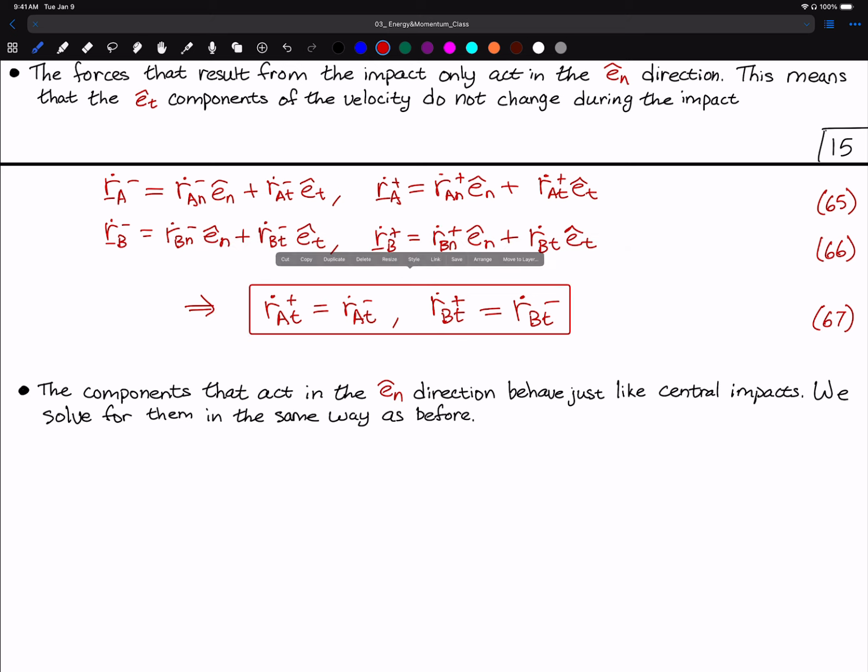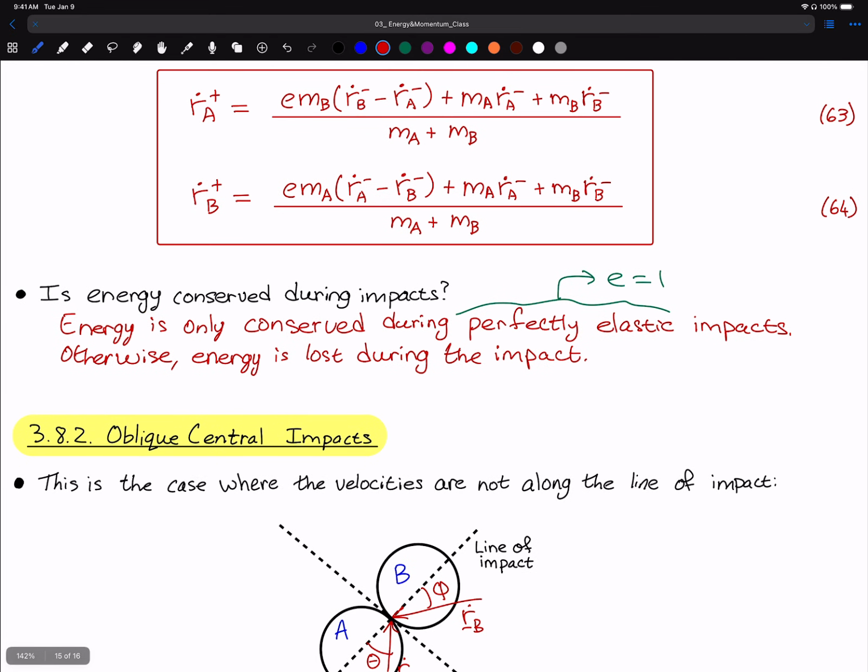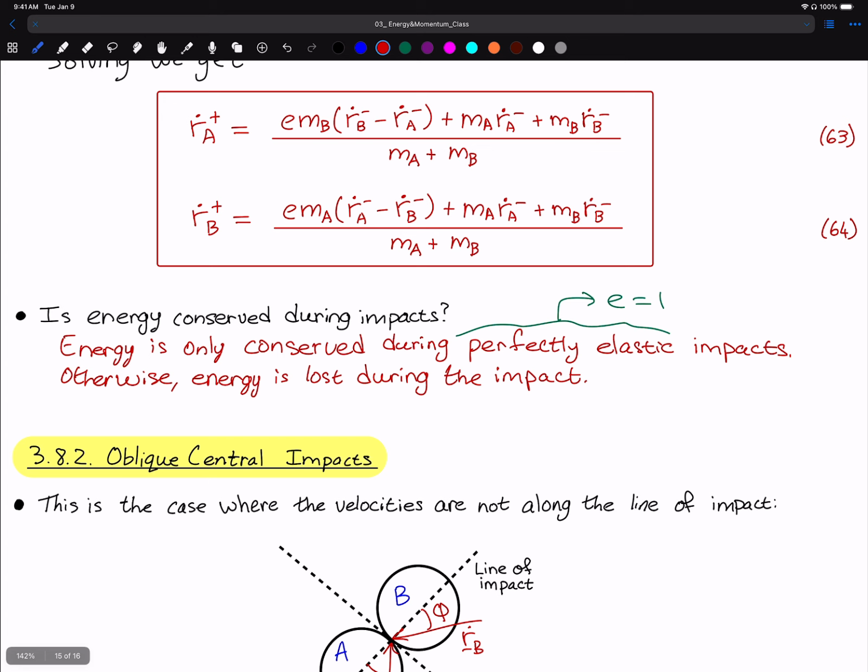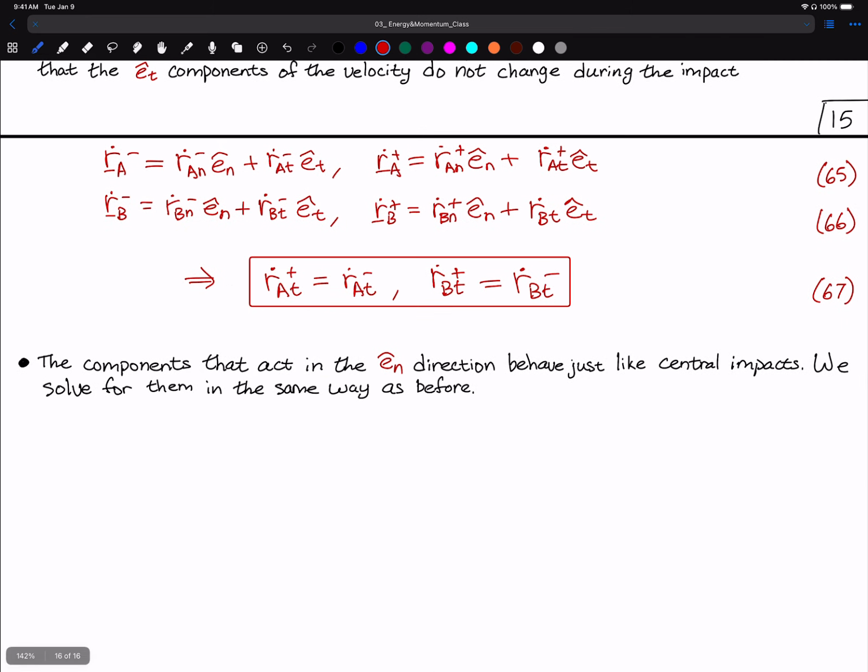And now the components that act in the e hat n direction behave just like central impacts. As a result, we're just going to come back up here and use equations 63 and 64 with the normal components. You're going to apply those two equations to solve for what happens in the normal direction. So, same exact equations. We just, instead of having the velocity vectors directly along the line of impact, now have to project them into normal and tangential components. The momentum is conserved in the tangential direction, so the speeds remain the same. And in the e hat n direction, we just treat that like a central impact.